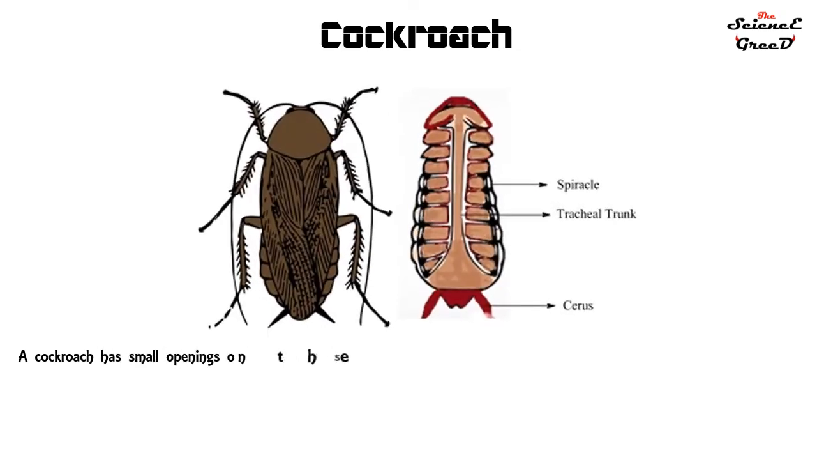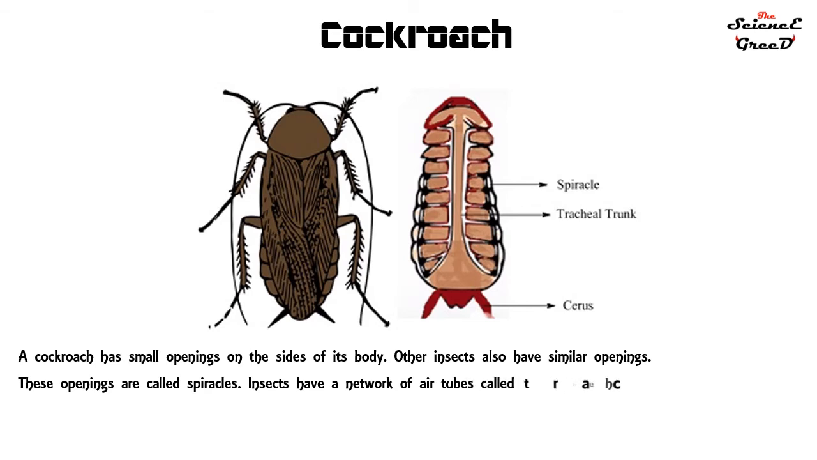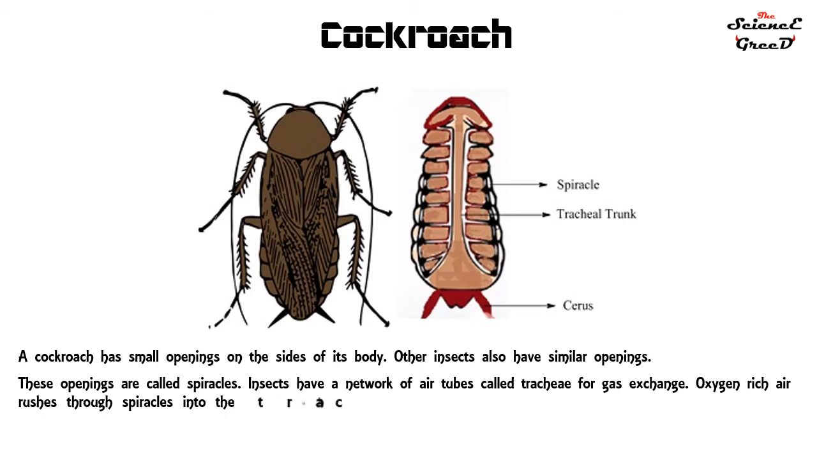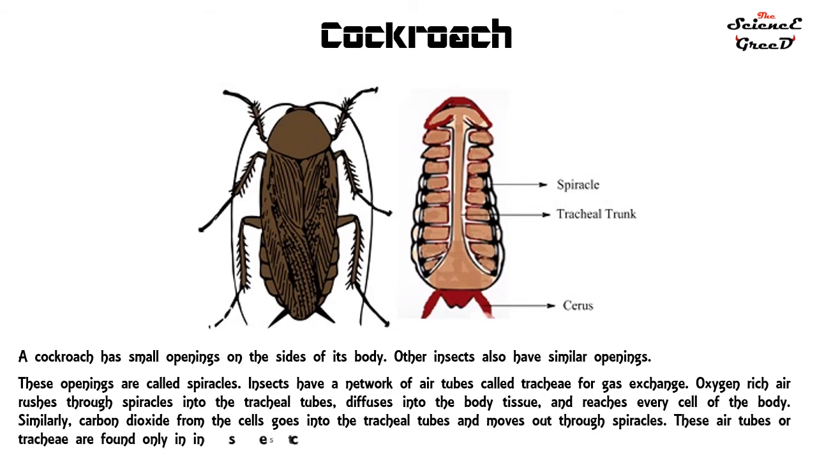Cockroach. A cockroach has small openings on the sides of its body. Other insects also have similar openings. These openings are called spiracles. Insects have a network of air tubes called tracheae for gas exchange. Oxygen-rich air rushes through spiracles into the tracheal tubes, diffuses into the body tissue, and reaches every cell of the body. Similarly, carbon dioxide from the cells goes into the tracheal tubes and moves out through spiracles. These air tubes or tracheae are found only in insects and not in any other group of animals.